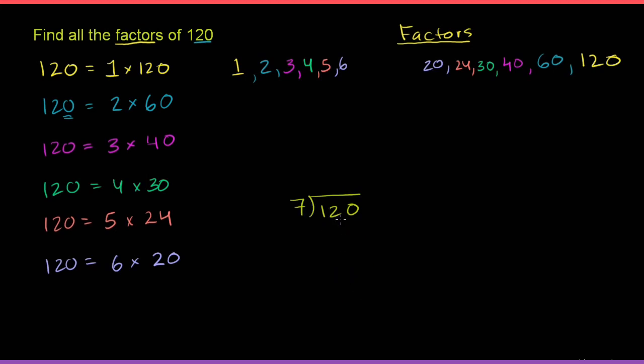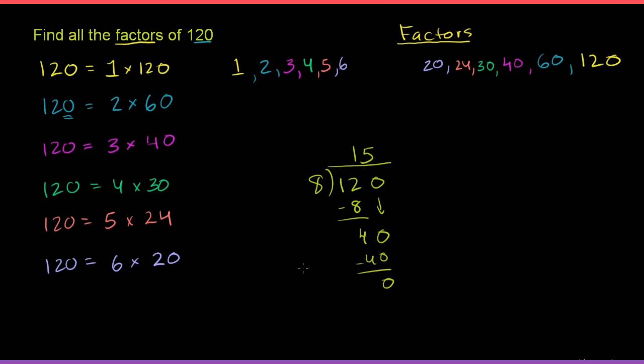Now let's think about whether 8 works. I'll do the same process. Let's take 8 into 120. 8 doesn't go into 1, so it goes into 12 one time. 1 times 8 is 8. Subtract there. 12 minus 8 is 4. Bring down the 0. 8 goes into 40 five times. 5 times 8 is 40. And you're left with no remainder, so it goes in evenly.